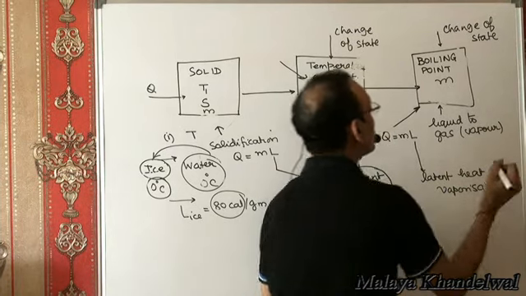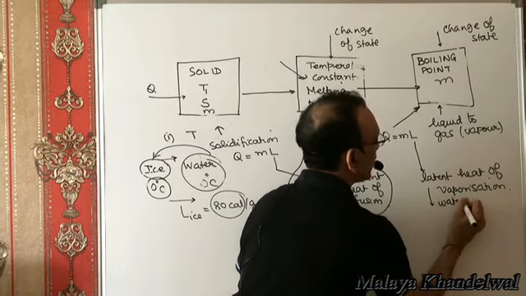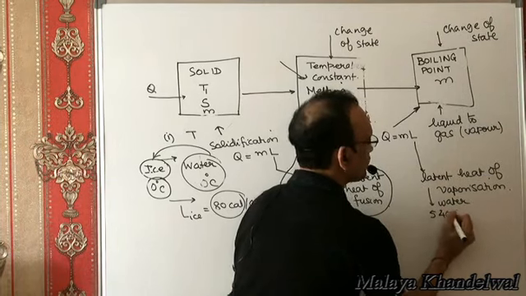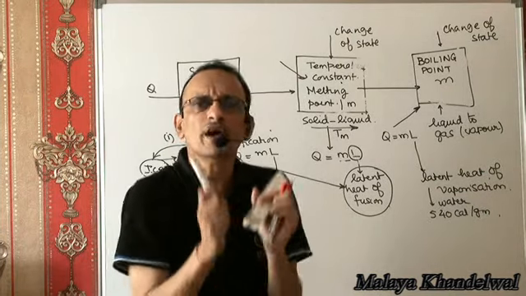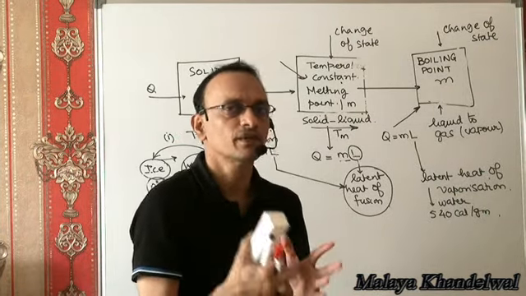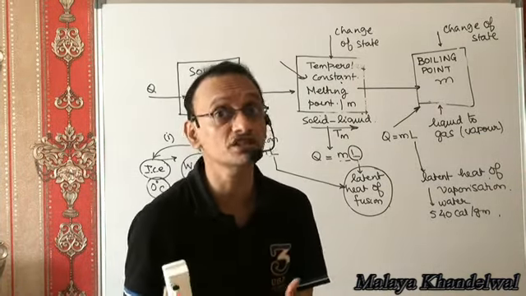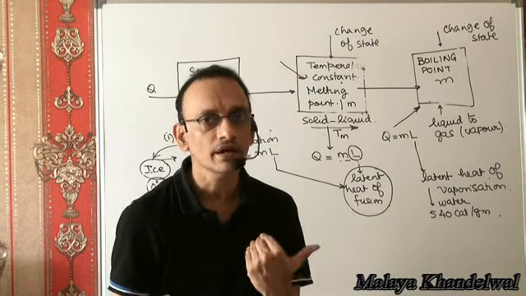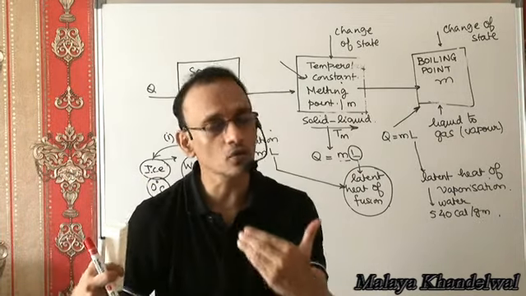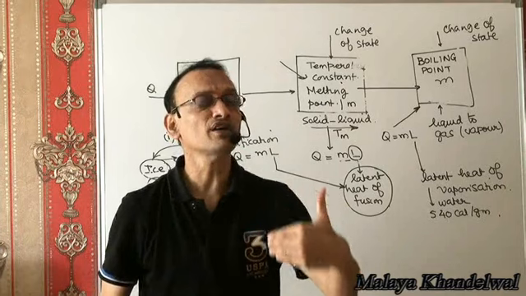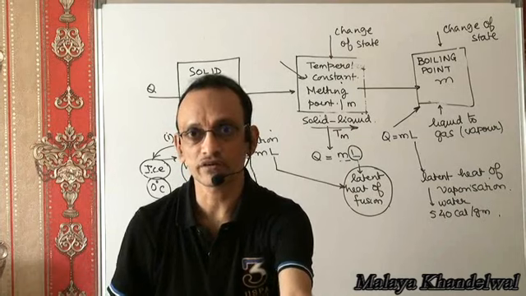Its value will depend on the substance. For water, its value is 540 calories per gram. Yes or no? So every gram of water at its boiling point, 100 degrees centigrade, and of course 1 atmospheric pressure, will require 540 calories of heat to get converted into steam at 100 degrees centigrade.